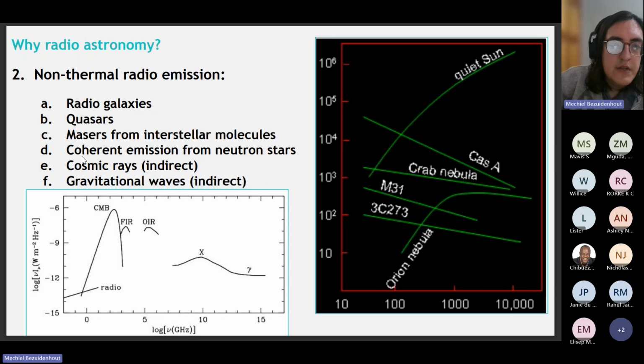So I've listed a number of objects that emit these non-thermal emissions. So radio galaxies, quasars, masers from interstellar molecules, coherent emission from neutron stars. We can observe cosmic rays indirectly through the shower of emission that they emit when they enter the atmosphere. And we can also observe gravitational waves indirectly through the interaction with pulsars.